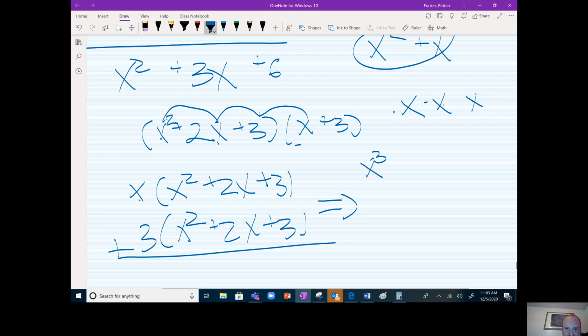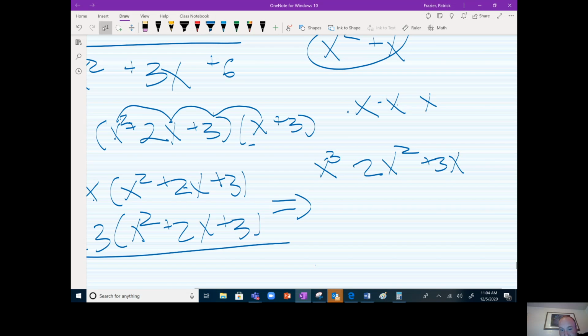And then x times 2x, so that's 2x squared. That's the same principle. That's a 1x. 1 times 2 is 2, and then x times x is x squared. And then x times 3 is 3x. And 3x is just 3 times x. All right, so now 3 times x squared is 3x squared.